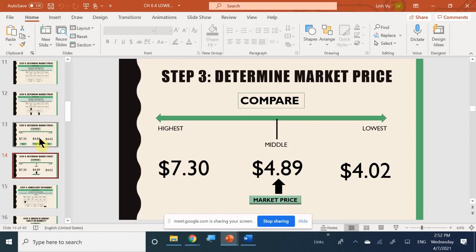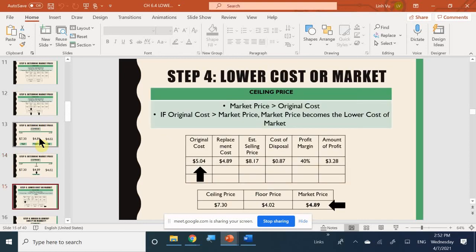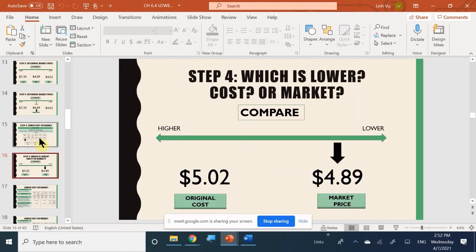Okay? Now that I have my market price, I need to solve for the last question, which is: which one's lower, your original cost or your market price? So we're going to compare the 2. Which one's lower, $5.04 or $4.89? In this case, my market price is lower. So that is my answer. That means I need to adjust my inventory to the market price.